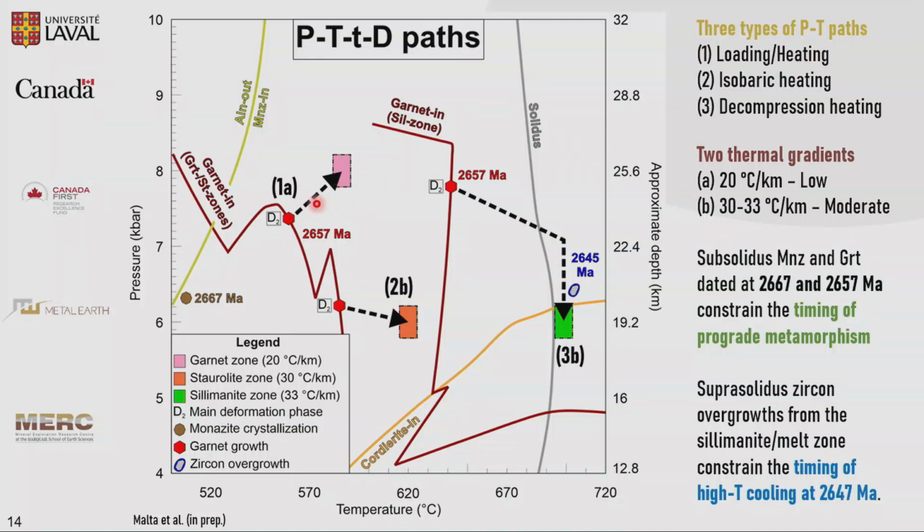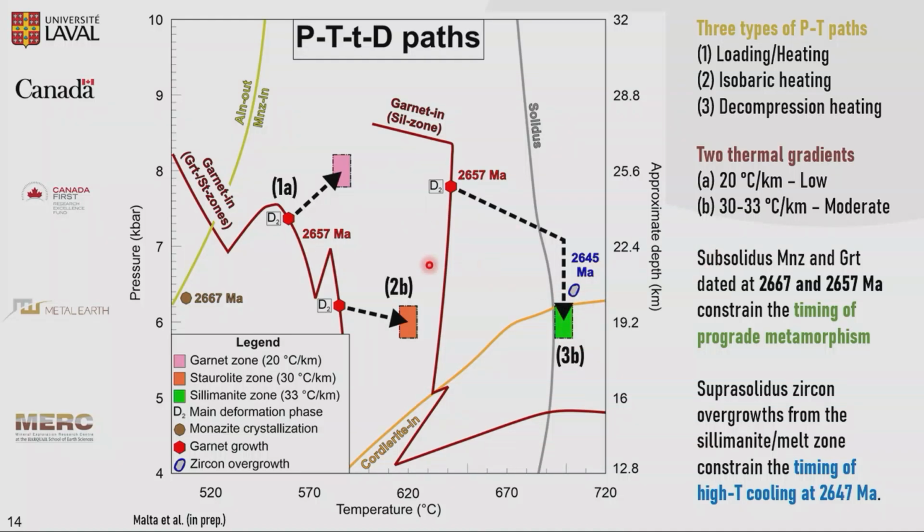A low heating path for the garnet zone rocks, where rocks reach conditions of 8 kilobars, as Taylor showed in his presentation, around 585 Celsius. We have the staurolite zone with a pressure of 6 kilobars and 620 Celsius. And we have the sillimanite zone around 6 kilobars and 700 Celsius. Here we establish the peak conditions.